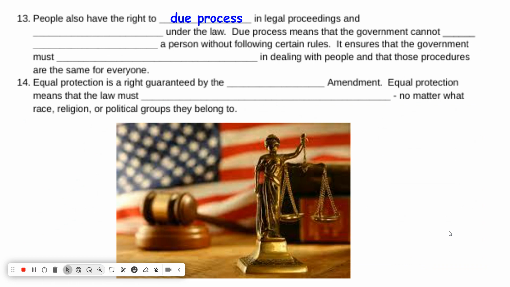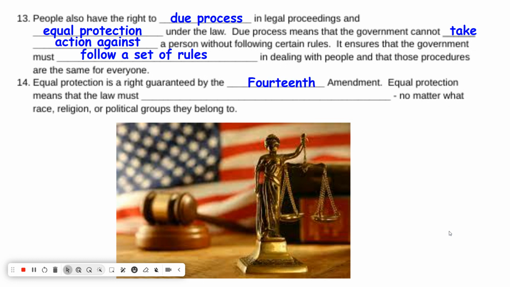So, people also have the right to due process in legal proceedings and equal protection under the law. So, due process means that the government cannot take action against a person without following certain rules. It could be like when a police officer is writing up parking tickets, there's a certain procedure they must follow. And when that procedure isn't followed, that ticket is invalidated, meaning that it isn't really a ticket. This ensures that the government must follow a set of laws in dealing with people, and those procedures are the same for all people. That is really your equal protection.